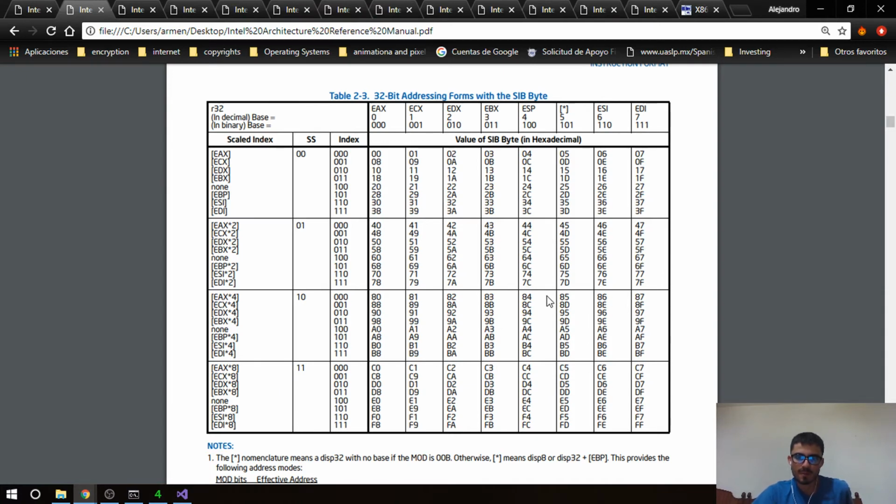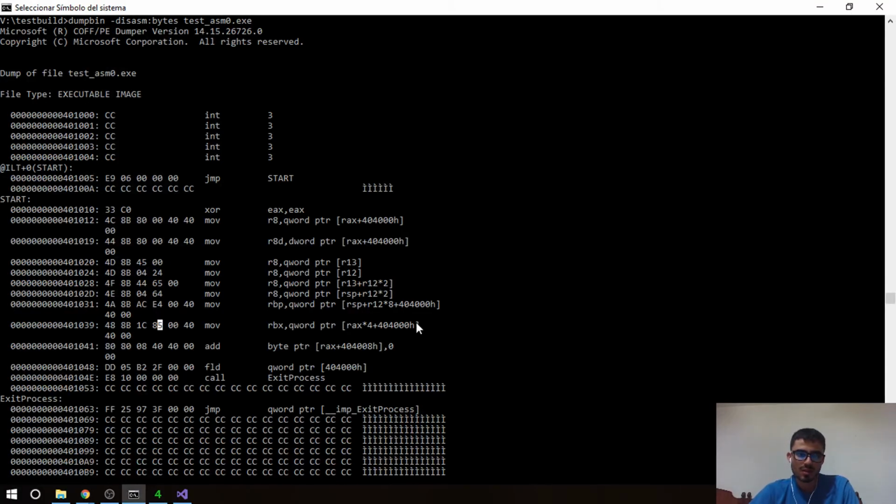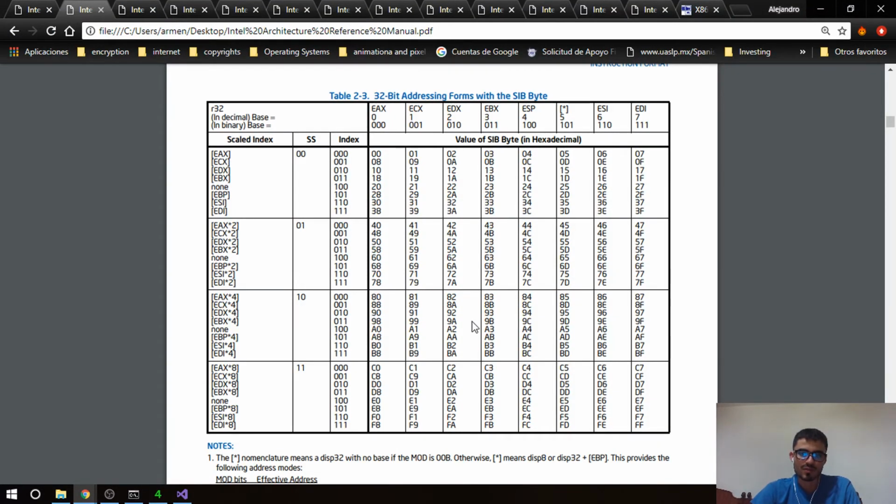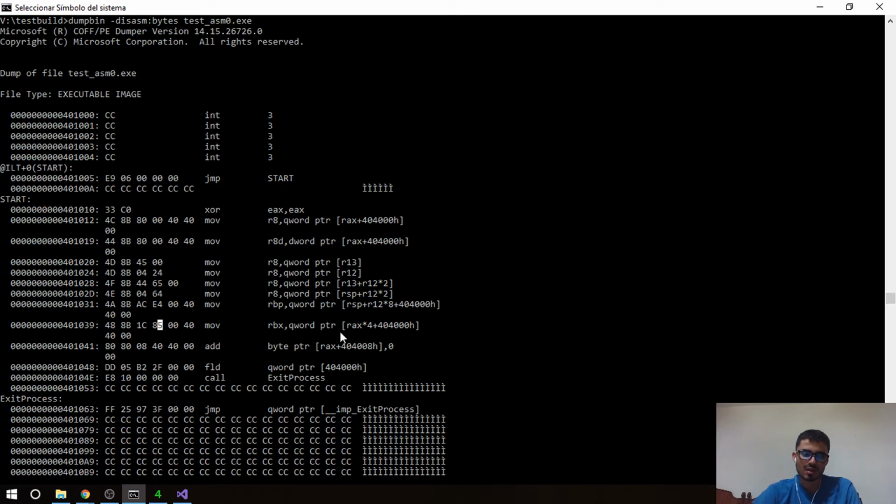So that means that we are using RAX times 4 plus displacement 32, which gives us that thing because we don't have any base. So this is the possibility to not have a base using SIB. So yeah, I like that. So let's use that.